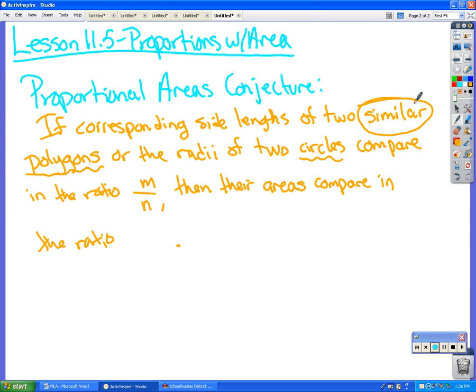Right, okay, so she said that the sides were in a ratio of 2 to 1, is that right? Okay, and then the areas were in a ratio of 4 to 1. So she's saying that the ratio of the areas was twice as much as the ratio of the sides. Did anybody come up with something different? Did you use a different scale factor than 2? It's squared. It's squared? Okay.